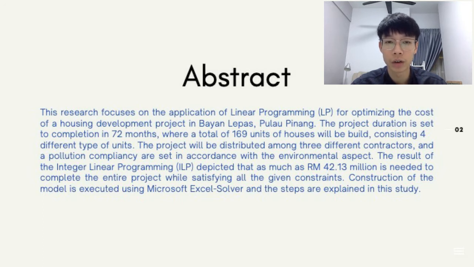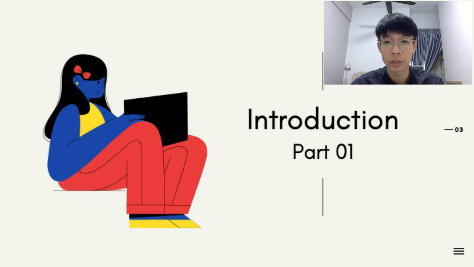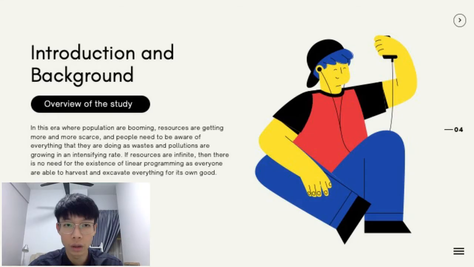aspect. The result of the integer linear programming depicted that as much as 42.13 million ringgit is needed to complete the entire project, while satisfying all the given constraints. Construction of the model is executed using Microsoft Excel solver, and the steps are explained in this study. First part of this presentation will be introduction.